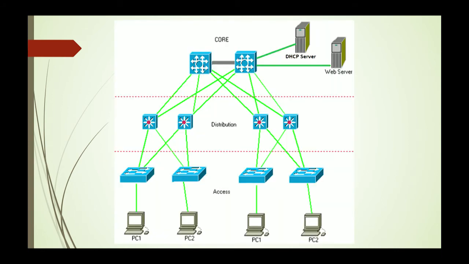So my example is DHCP wasn't working on this network, and one of these switches in the middle, at this layer or this layer, just wasn't broadcasting.